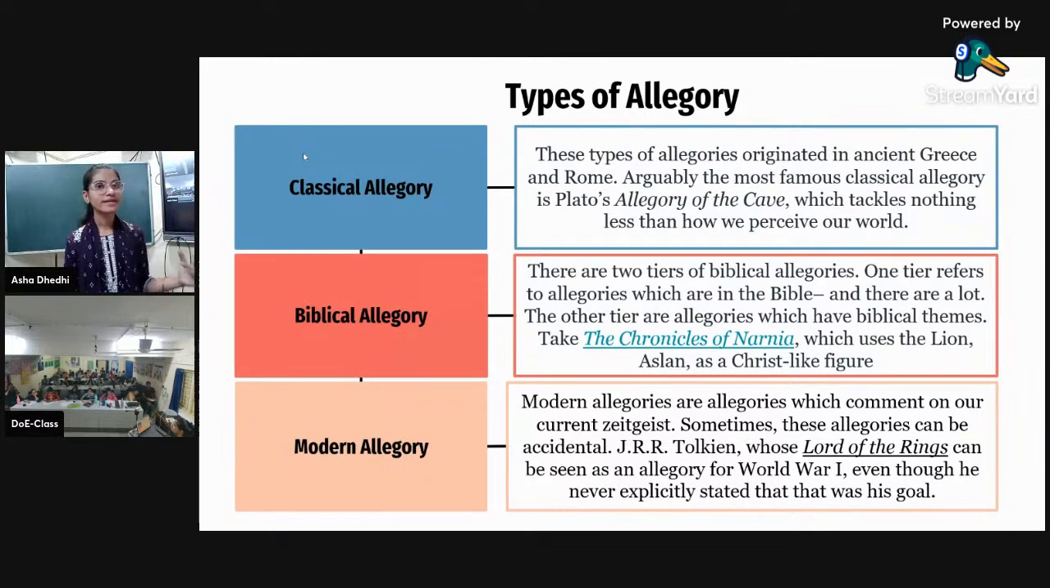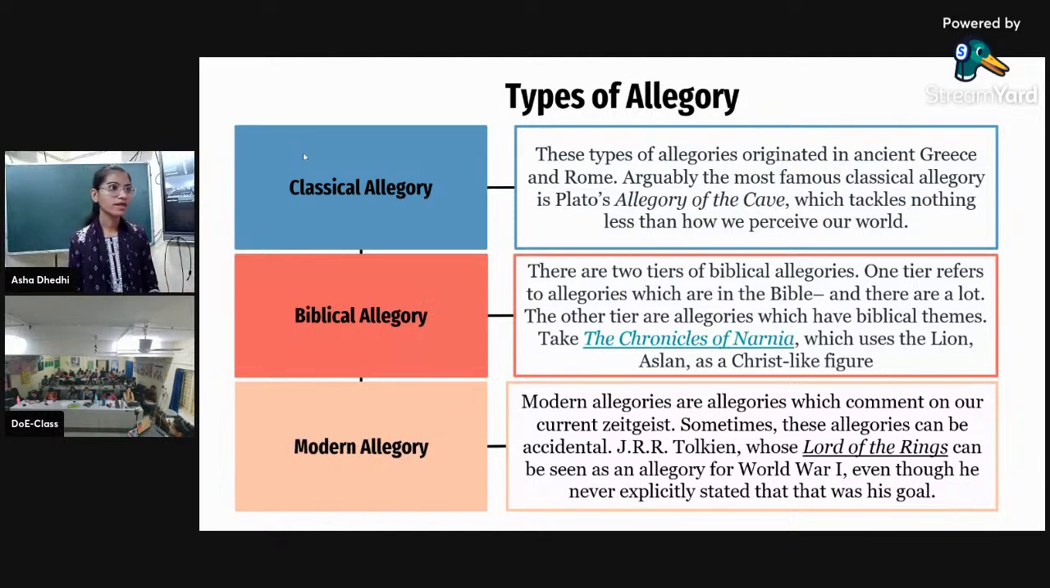So here are some of the types of allegory given. First is classical allegory, which was written during the Old English period and medieval English period. These types of allegories actually originated in Greece. So the very origin of classical allegory can be found in the stories of Greek mythology and Greek philosophy, right?